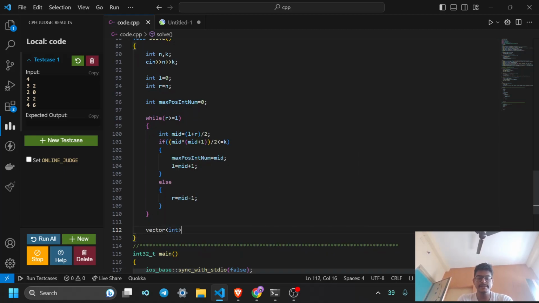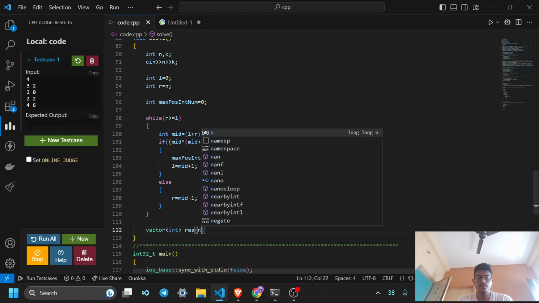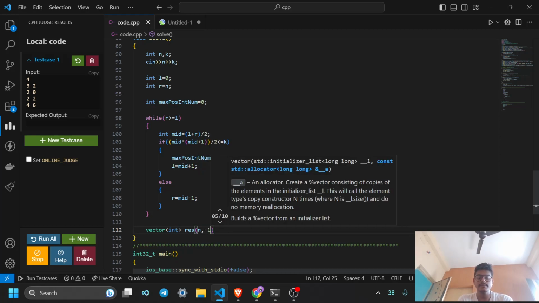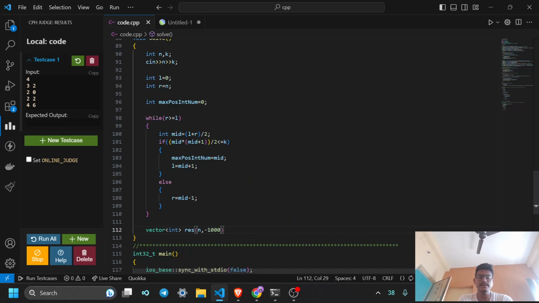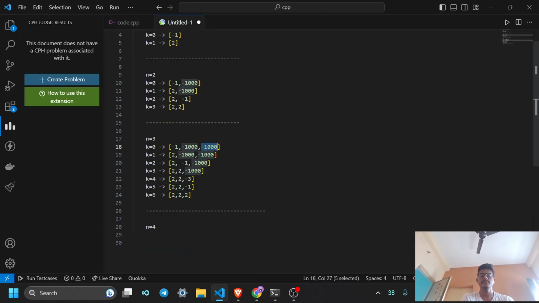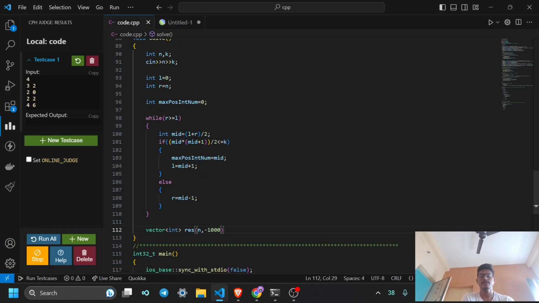So for my result, I have to return my result, which will be of size n, and I am setting up the value with the max negative integer. Why? Because in my approach I stated that for the extra amount I can only add -1000. For this, by default I am assigning the value of -1000. Then I will change these values as I need.